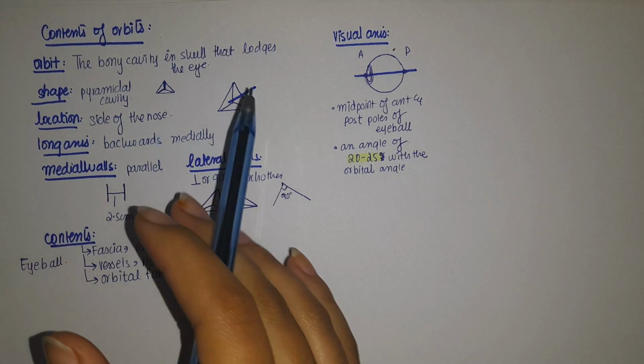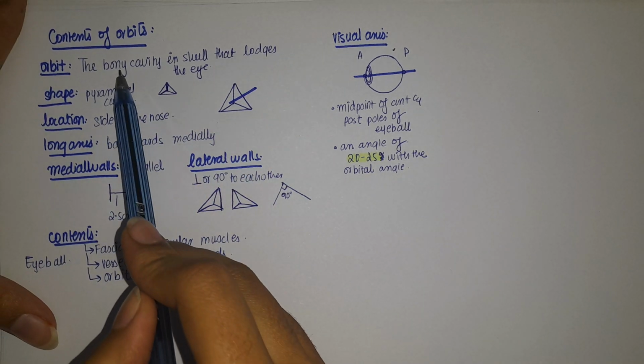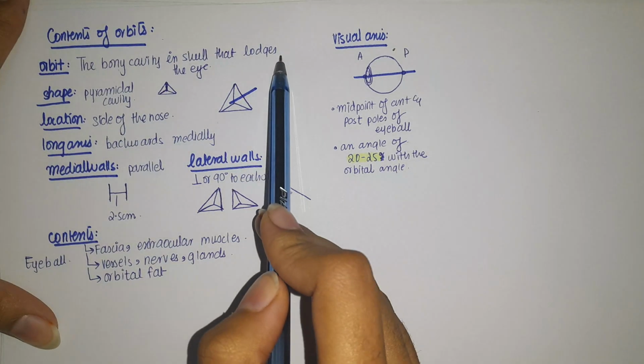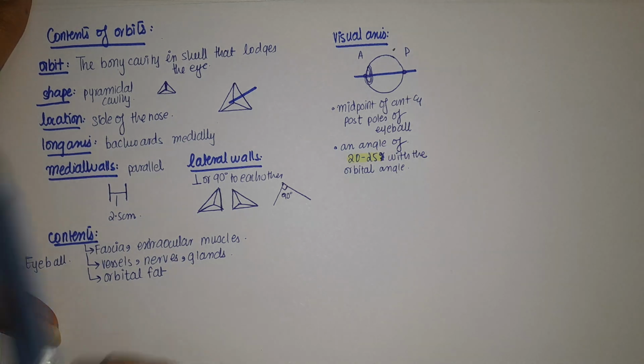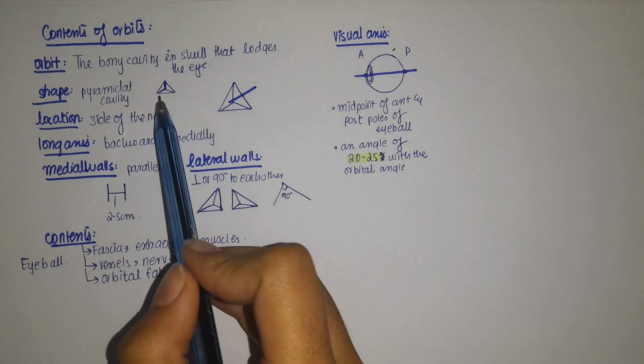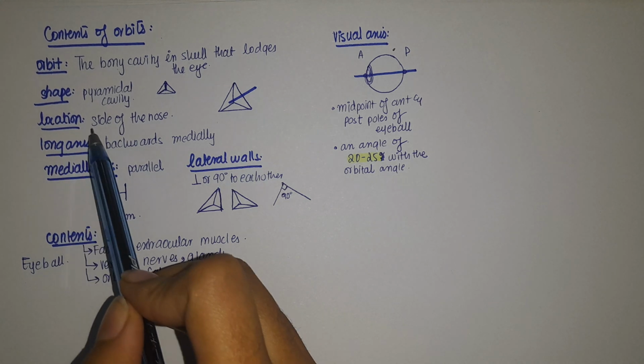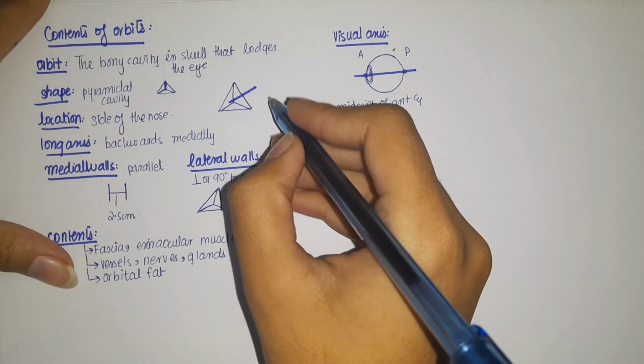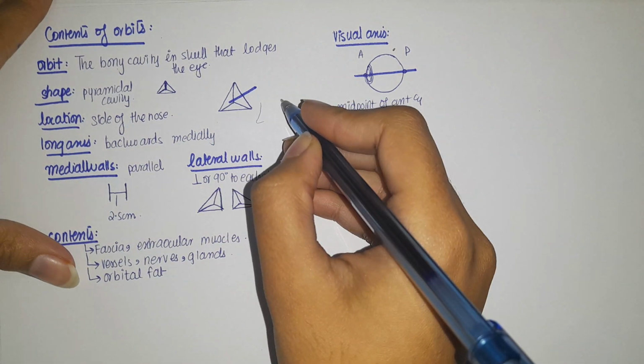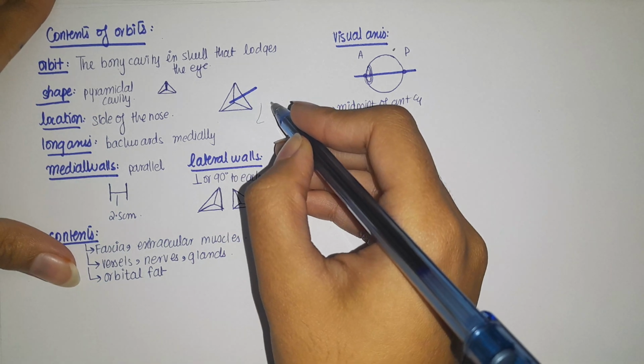First of all, you should know what is the orbit. It is a bony cavity in the skull that lodges the eyeball. What is its shape? It is a pyramidal type of cavity, something like a pyramid. And its location is on the sides of the nose. So for example, if this is your nose, on the sides of your nose you have the orbital cavities located.